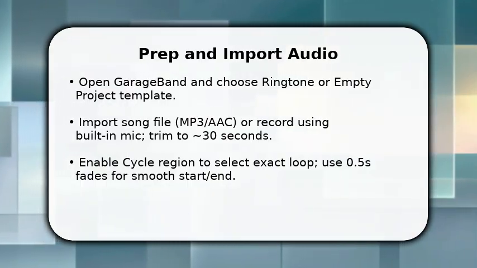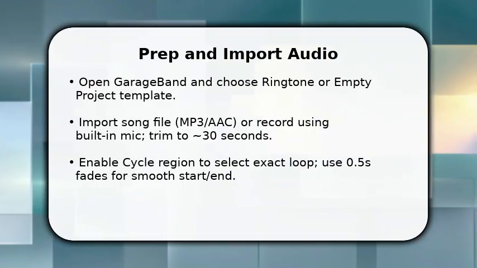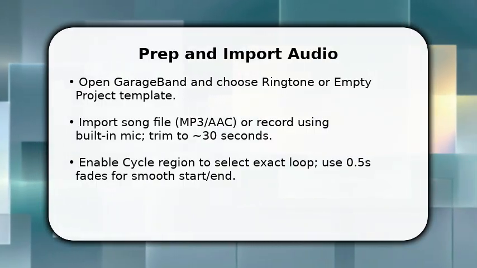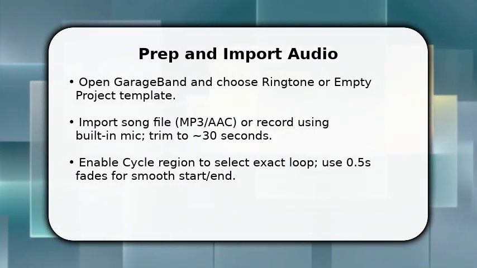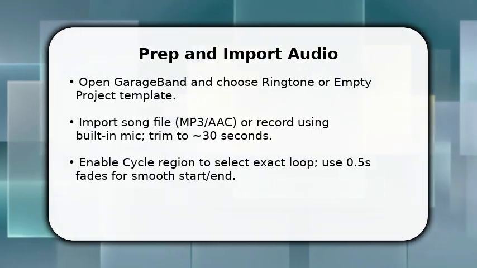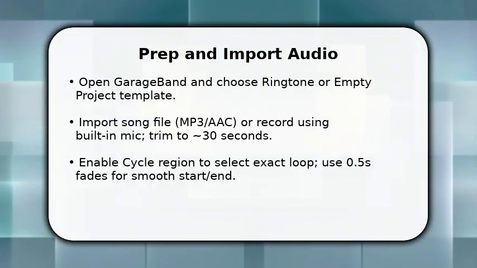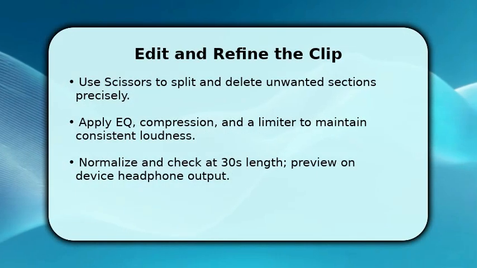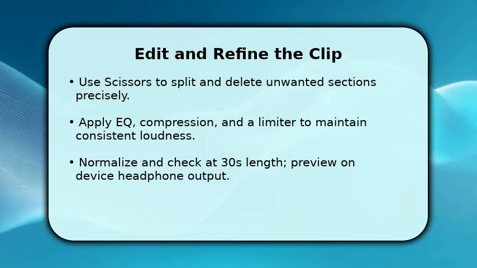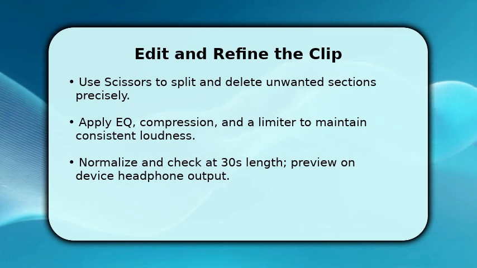Use the cycle region to isolate the exact segment and add small fades so the ringtone doesn't click at the ends. Once the clip sits where you want, make sure levels are balanced. Avoid clipping and keep peak gain below 0 dB to preserve clarity. Now refine the selected segment, split, move, and delete regions until the timing feels natural.